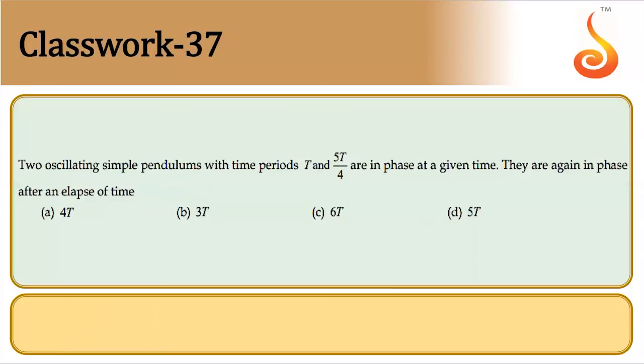Two oscillating simple pendulums with time periods t and 5t by 4 are in phase at a given time. They are again in phase after an elapse of time 4t, 3t, 6t, or 5t. Initially they are in phase. Again, they must be in phase. So after how much time will they be again in phase?